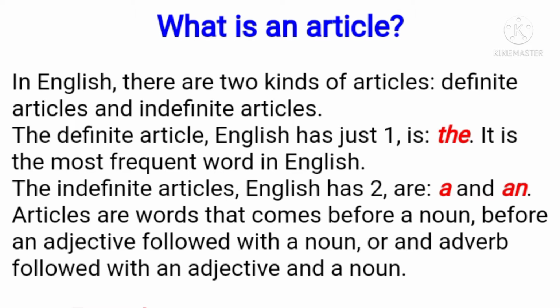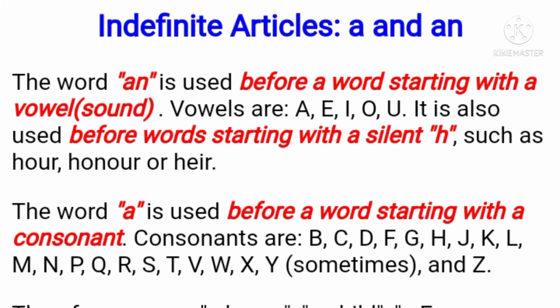Let's take university. U is a vowel letter, but the word university gives us a consonant sound. Therefore it's better to write a university. Now, where should we use a? The article a can be used with words which give us a consonant sound. For example, a child, a horse, a chair, a table. All these words give us a consonant sound, therefore we use a.